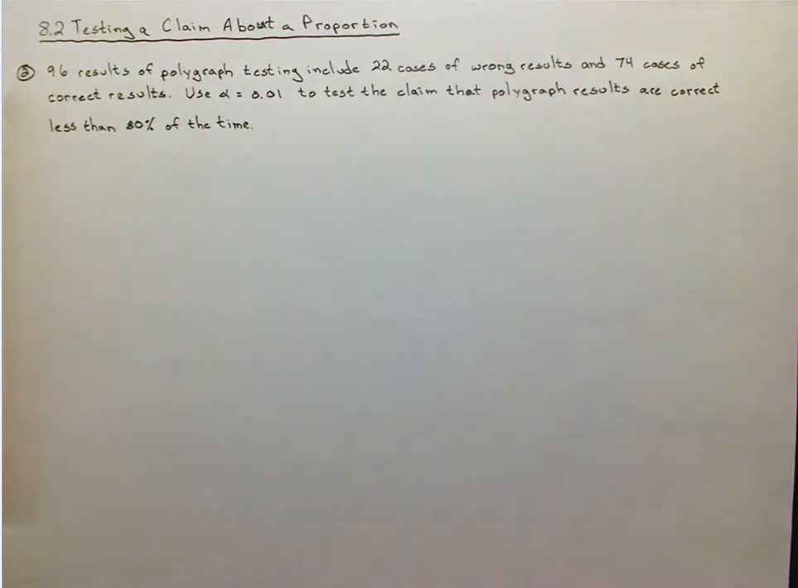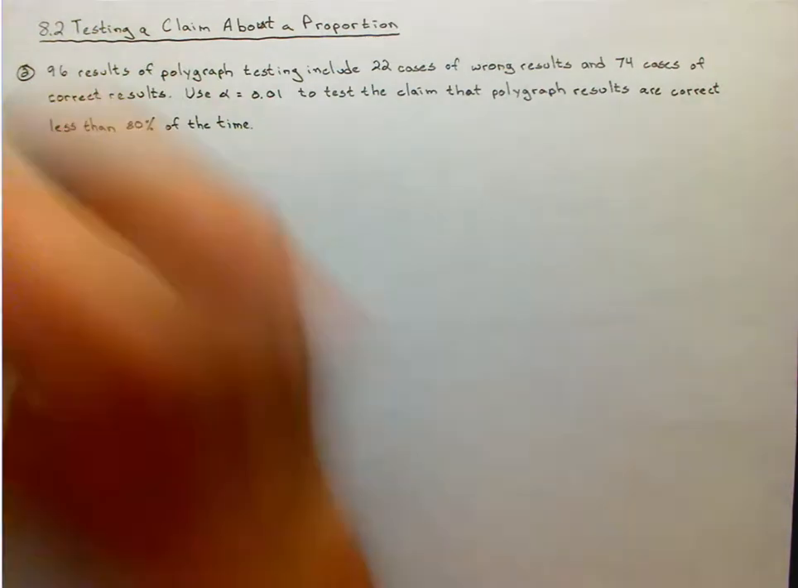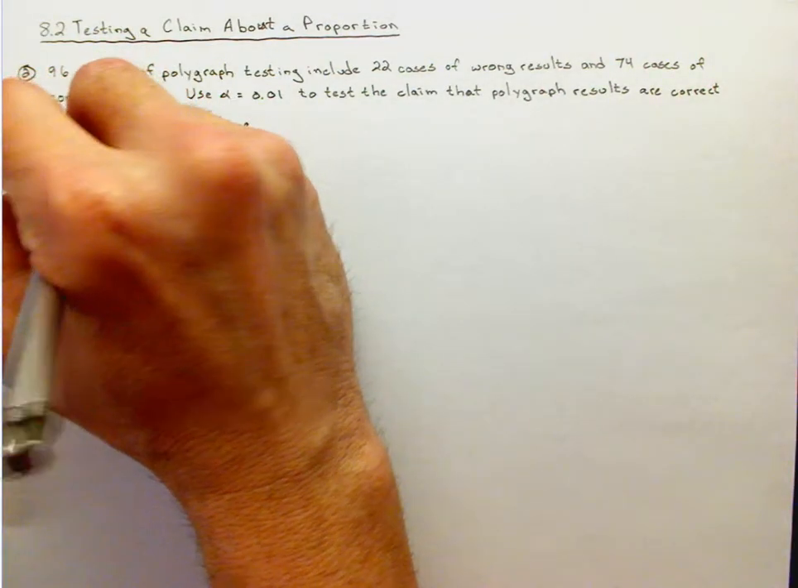Hello everyone, we're going to look at another problem from 8.2 in dealing with hypothesis testing. So this is what we're given. 96 results of polygraph testing include 22 cases of wrong results and 74 cases of correct results. Use a significance level of 0.01 to test the claim that polygraph results are correct less than 80% of the time. So we'll walk through the steps.